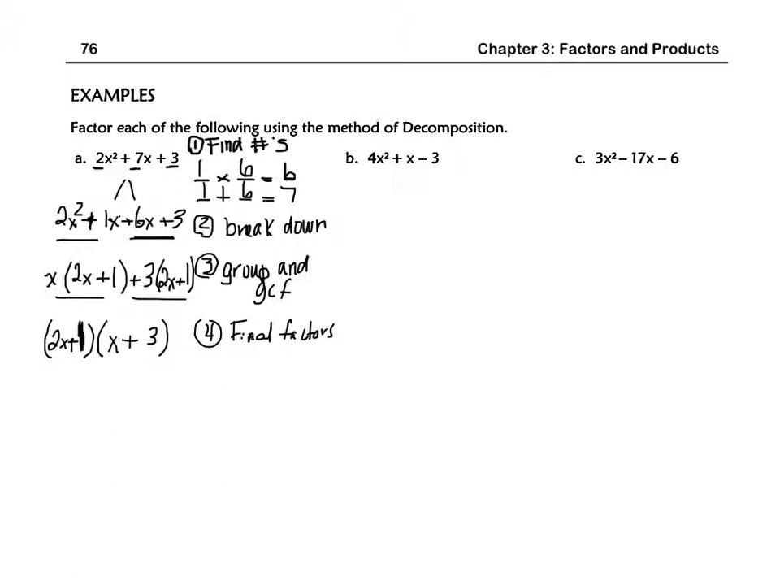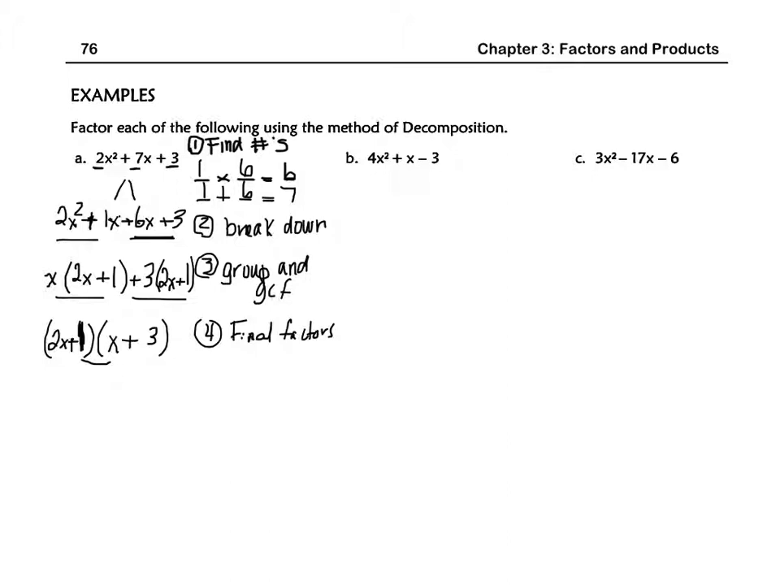And you can check if you want. We'll just do a quick check in our heads. 2x times x gives you 2x squared. 2x times 3 gives you 6x, plus 1x plus 3 will give you the polynomial that you started with, the trinomial. All right, so I'm not going to write out the steps again, so you got them there.